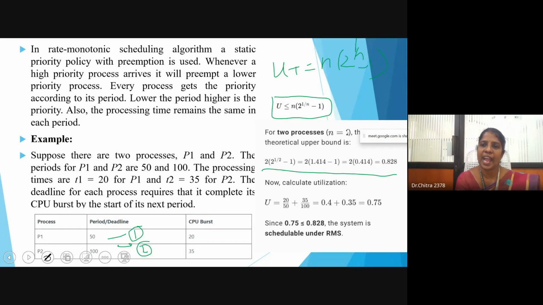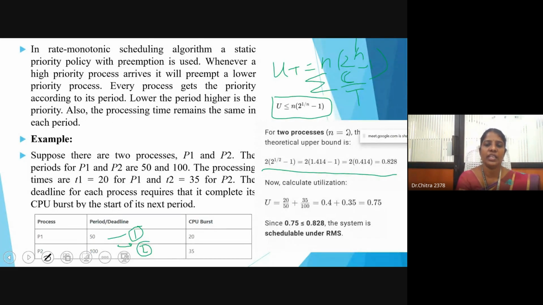Then calculate the actual bound of the problem. The actual bound can be calculated using the formula summation of CPU burst time divided by the time period, that is, the summation of C by T. If two processes are there, find the C by T for both processes and add them. If three processes are there, find the C by T value of all the processes and add the values.